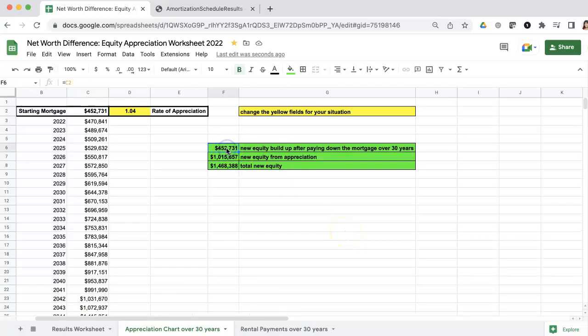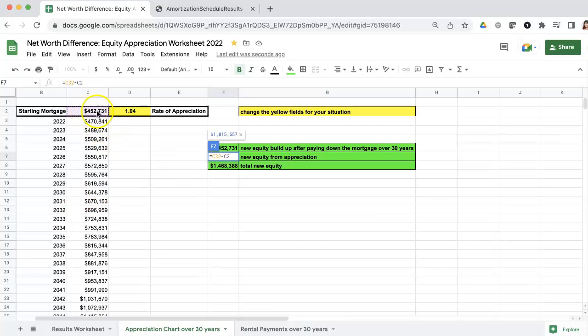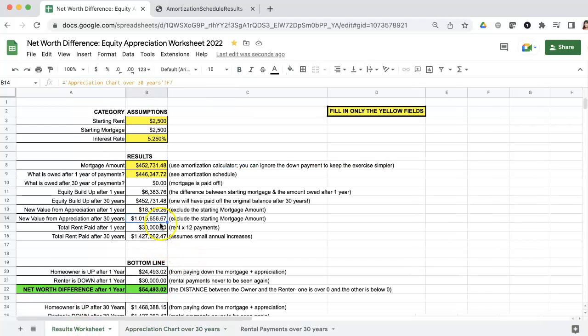So the new equity buildup after paying down the mortgage is, again, the value of the original mortgage, and the new equity from appreciation is the total value of the property, the 1.468, minus the 452. That's just over $1 million. So the total new equity is the $1.4 million. So the $1 million, excluding the starting mortgage, is there.